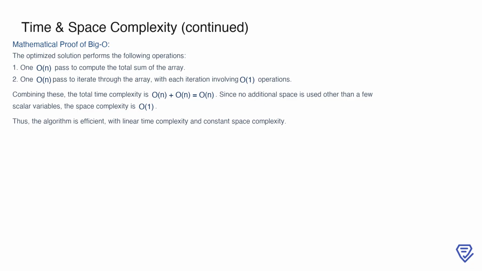Adding these two O(n) operations together, the total time complexity is O(n) plus O(n), which simplifies to O(n). As for space complexity, the solution does not use any additional space beyond a few scalar variables, regardless of the input size, resulting in a constant O(1) space complexity. This demonstrates that the algorithm is both time efficient and space efficient, making it well suited for handling large inputs.